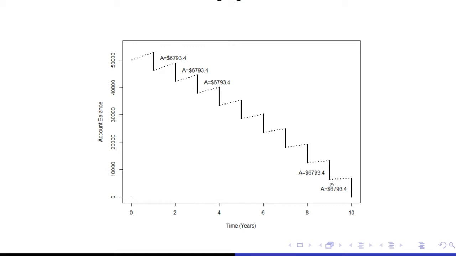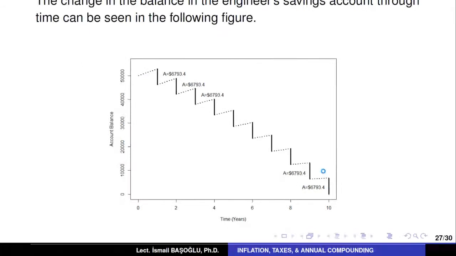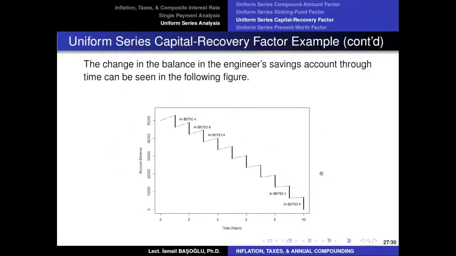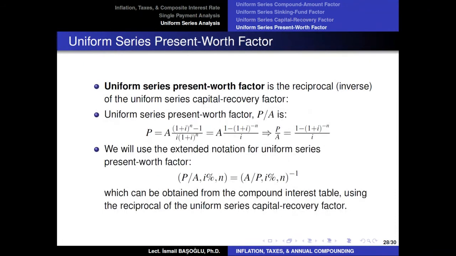In fact, in the last year, the engineer has only a small amount of money in the account, which gains interest for 1 year, and after gaining the interest, that money will exactly be equal to $6,793.4, and when it is withdrawn, the whole money will be gone. So this is basically how we solve questions using the uniform series capital recovery factor. The next part is going to be studied in the next video.